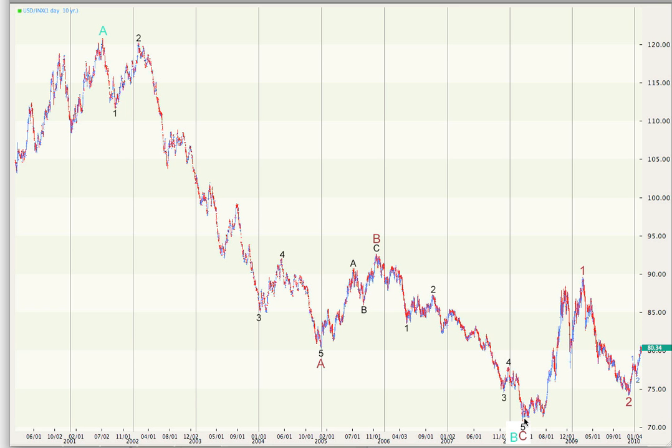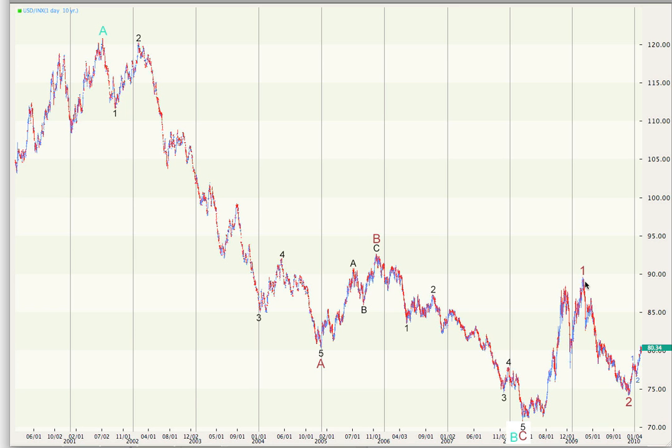In an expanded flat correction, that calls for a C wave that is a long, strong wave and should end up substantially beyond the end of A, in this case about 122. What that means is in the next 5 to 7 years, we're going to see the dollar comfortably rise above 122 with corrections along the way. It's not all going to be straight up; as always, it's going to have corrections along the way.